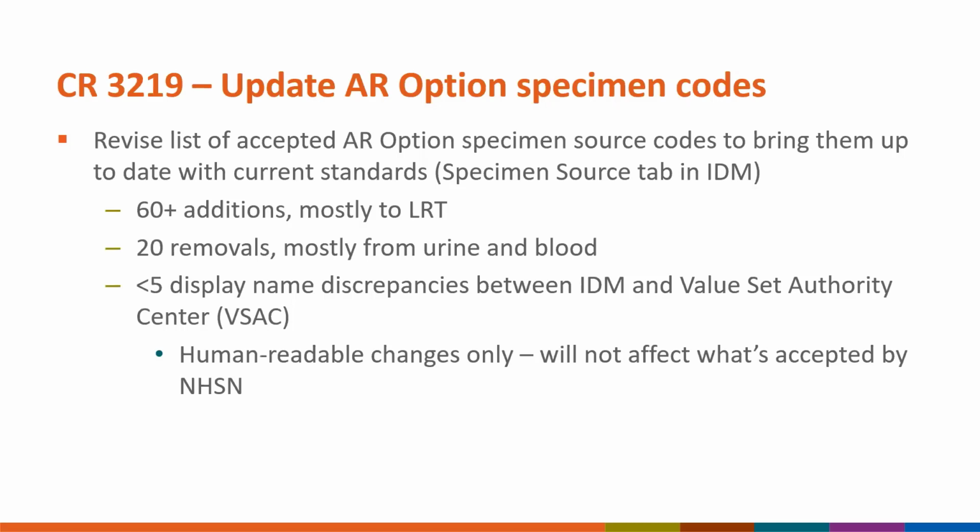We plan to add over 60 specimen source codes, mostly to lower respiratory tract, to include specimens from lung transplant and specific collection methods, such as fine needle aspiration biopsy or bronchial brushing. We plan to remove 20 specimen source codes, mostly from urine and blood, to eliminate specimens collected using non-sterile procedures. We plan to align less than 5 display name discrepancies between the IDM and Value Set Authority Center. Display name changes affect human readable elements only and will not affect what's accepted by NHSN. Next slide.